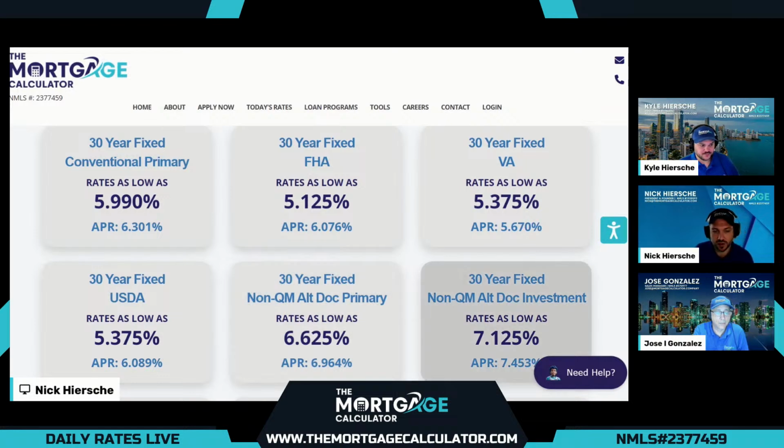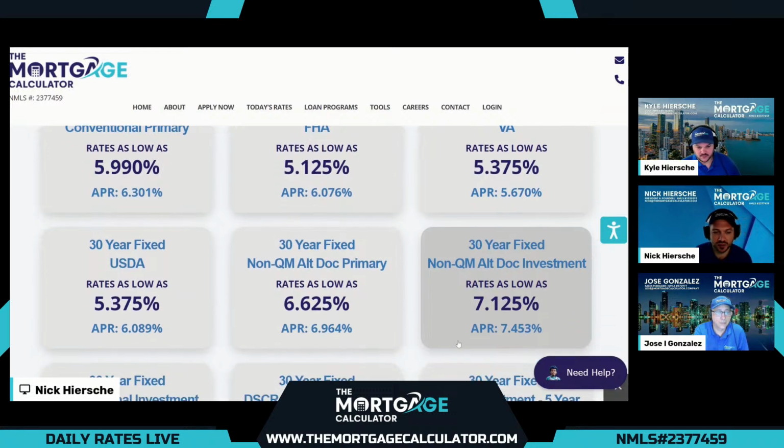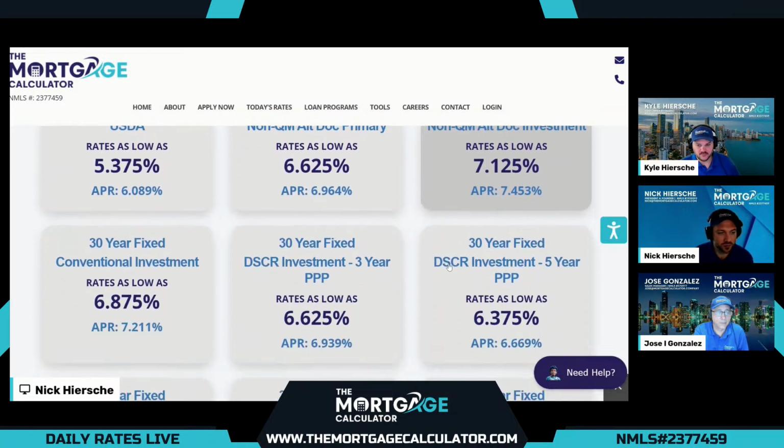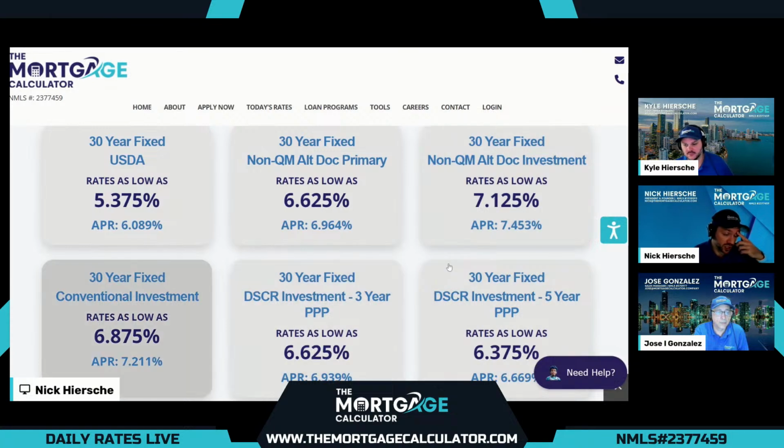And moving on to our investment properties, tons of options for investment properties. First up, our non-QM alt doc. So again, bank statement or similar, coming in at 7.125, final APR 7.453. And we'll compare that to our other investment options.